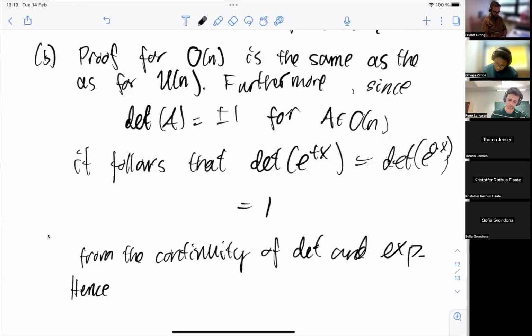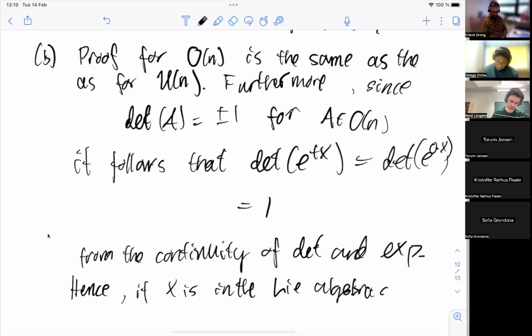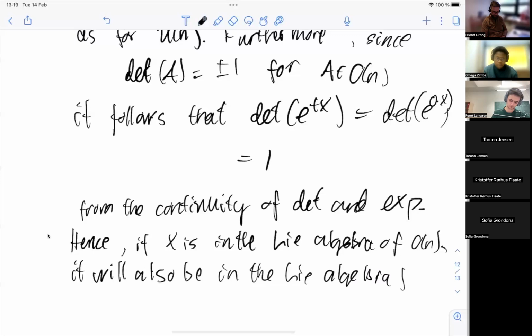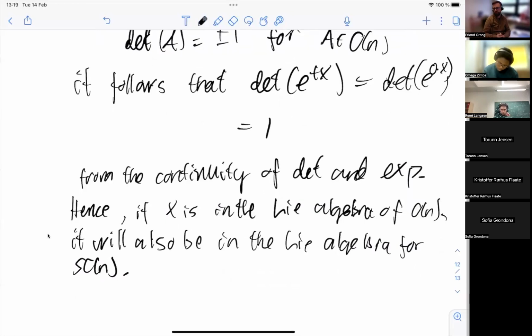Hence, if X is in the Lie algebra of O(n), it will also be in the Lie algebra for SO(n). So we don't get any sort of difference, because the Lie algebra is all things that stay inside the group after you use the exponential map. You only get things with determinant 1, not with determinant -1.